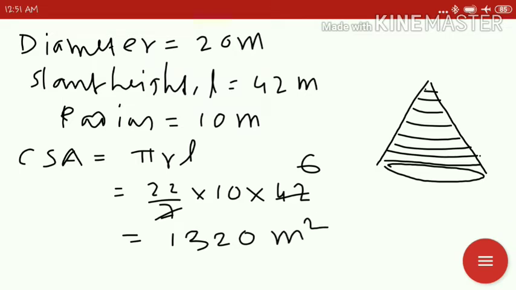But one thing is mentioned there, that 10% extra is taken for stitching and folding. So this is exactly the area of the curved surface. But this is not sufficient to make the tent. We have to purchase an extra portion to stitch and bind the portion. So the area of the canvas is not exactly the same as the curved surface area. It will be 10% more than the curved surface area.